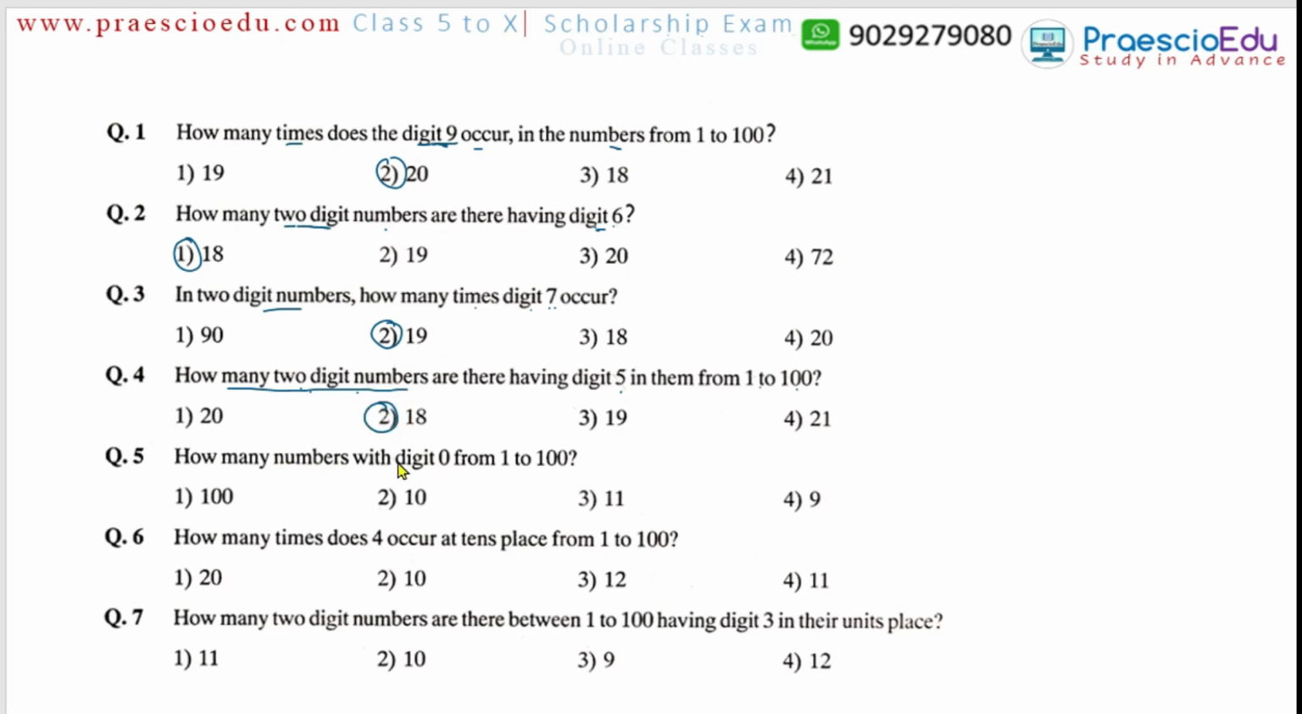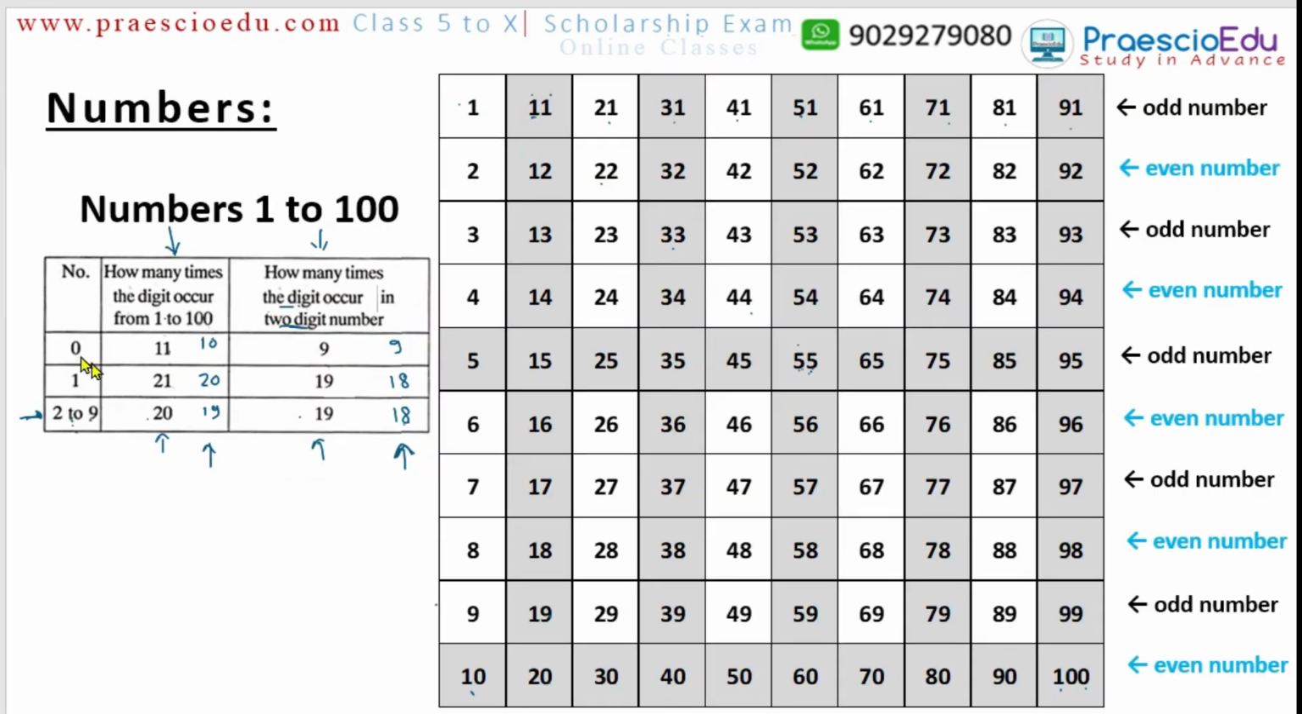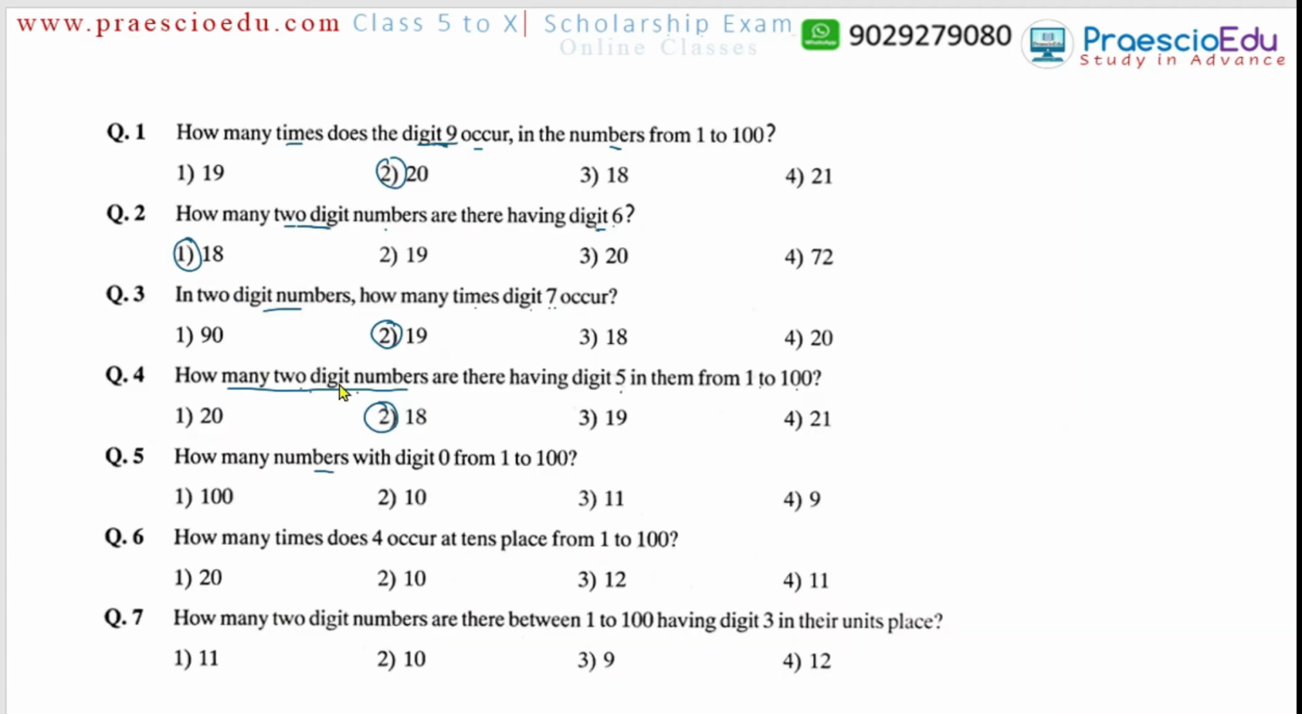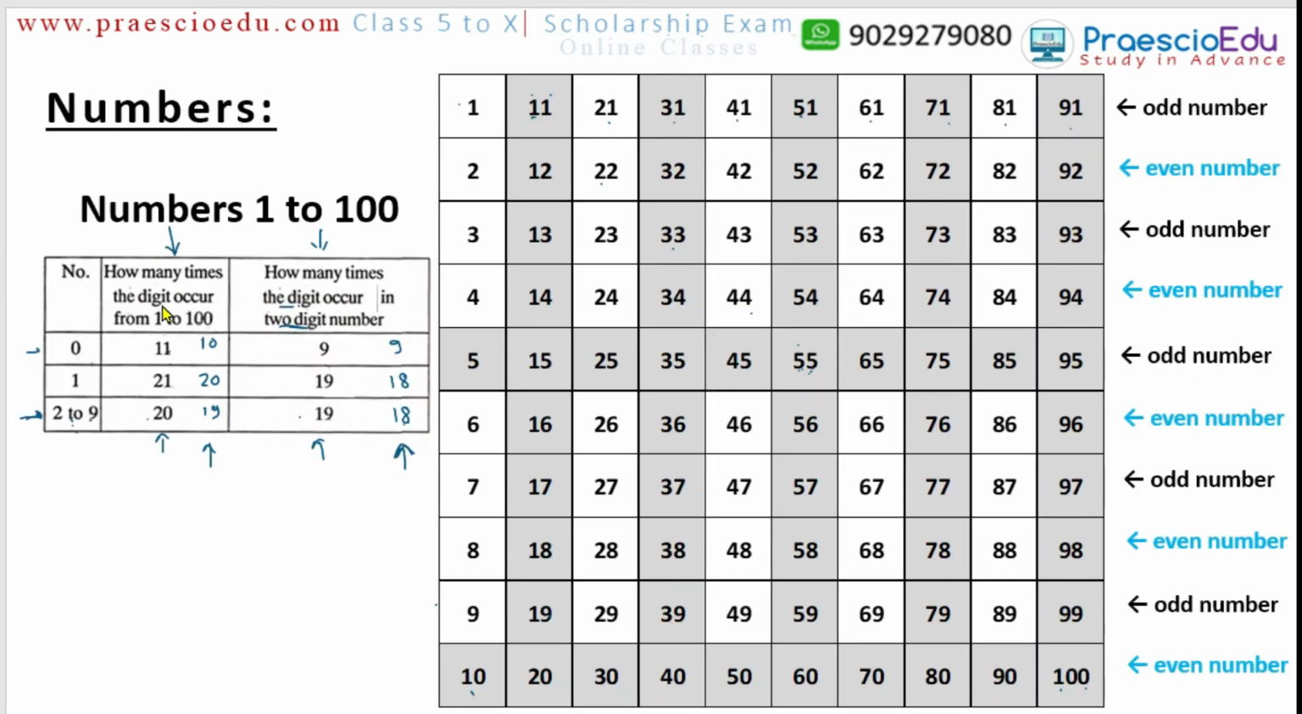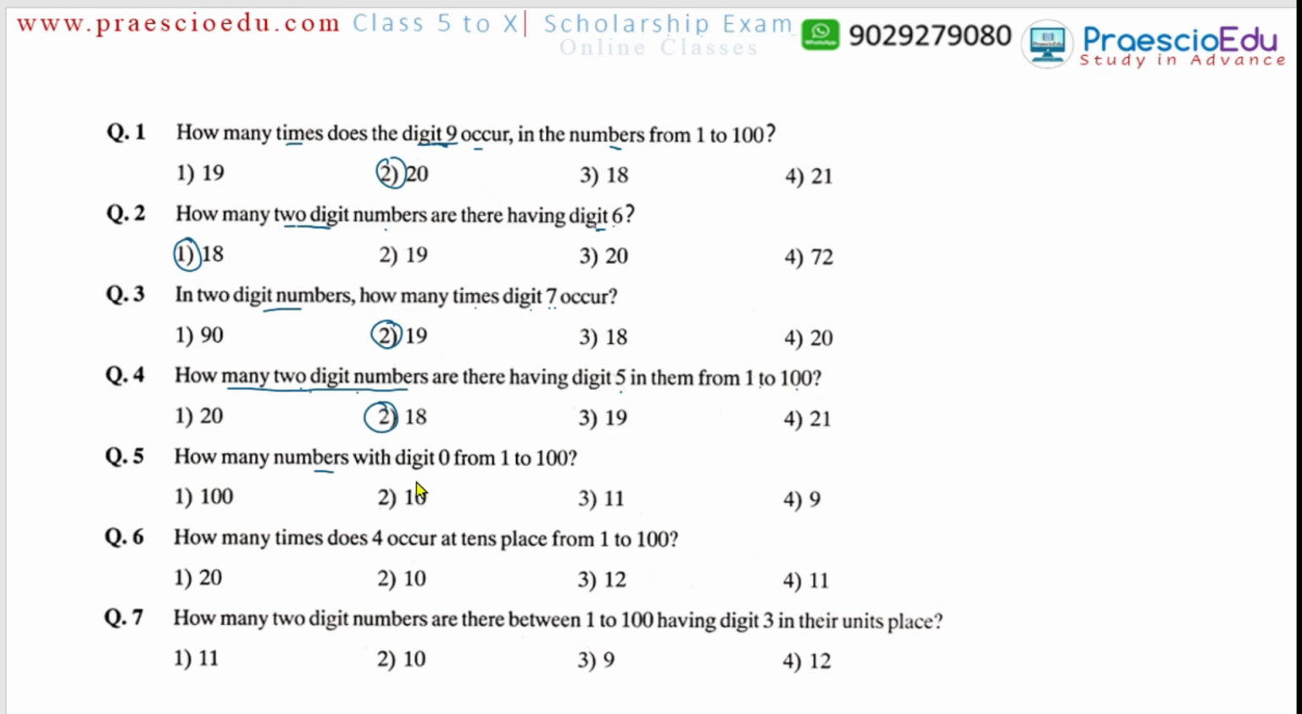Question number 5, how many numbers with digit 0 from 1 to 100? How many numbers are there? Okay, so for this one we are counting numbers from 1 to 100. For 1 to 100 there is no mention of two digit or any criteria, so here it is 1 to 100 all these ones, so 10 numbers are there. Okay, so option number 2 is the answer.